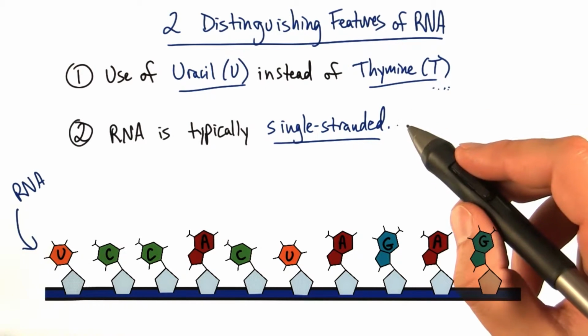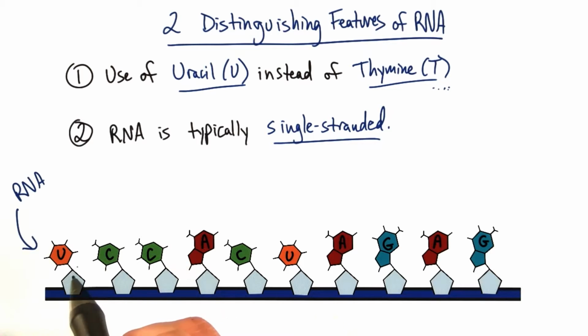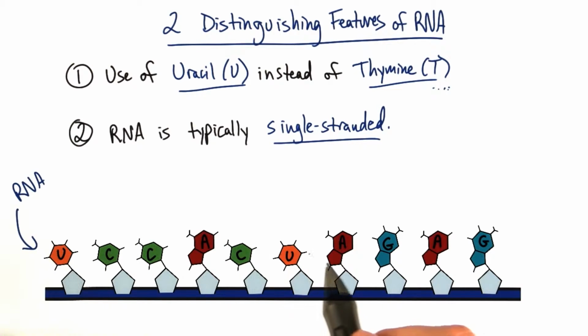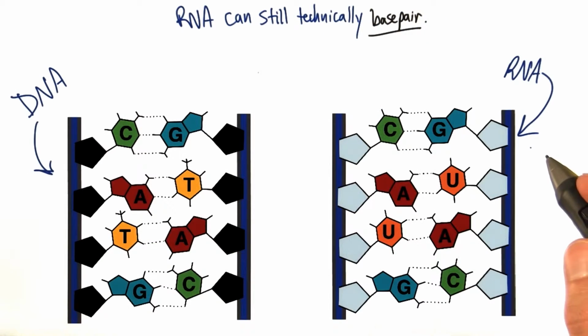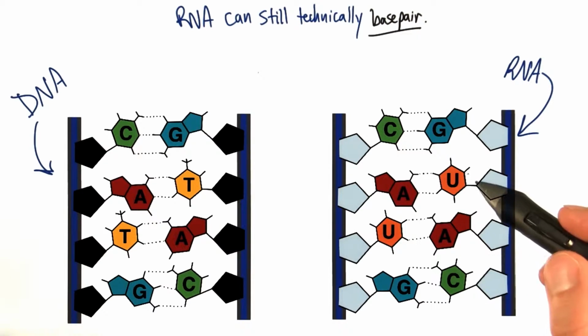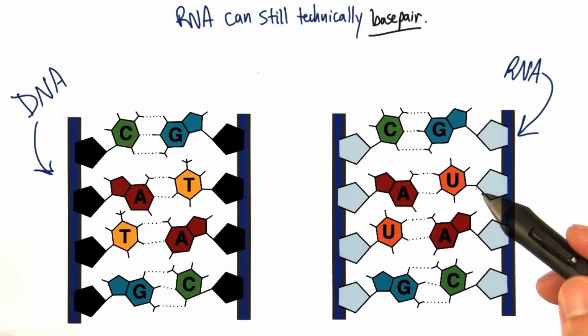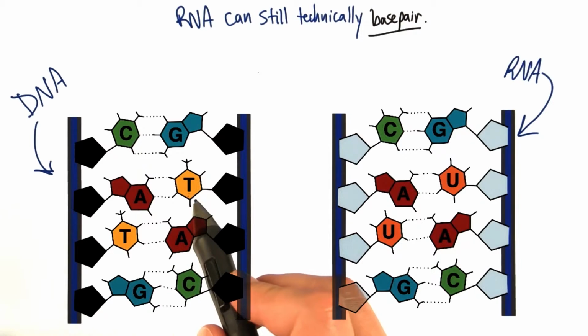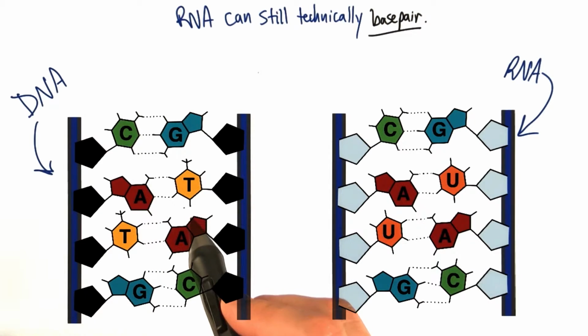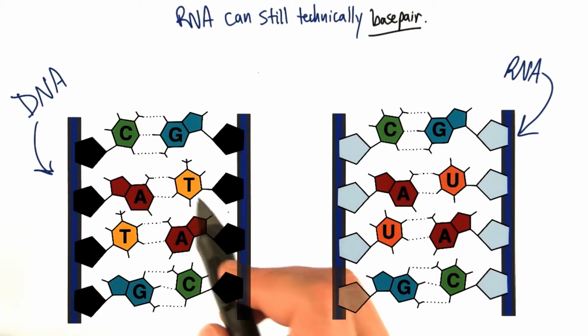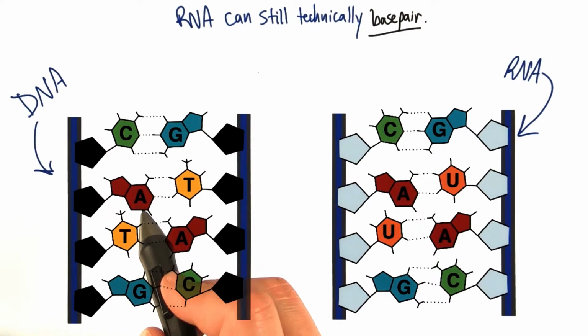But even though it's single-stranded, it's still composed of nitrogenous bases, just like the DNA deoxynucleotides are. So this means that RNA also has the ability to base pair. In this case, uracil behaves in RNA like thymine behaves in DNA. And so uracil binds with adenine the same way that thymine would bind with adenine.